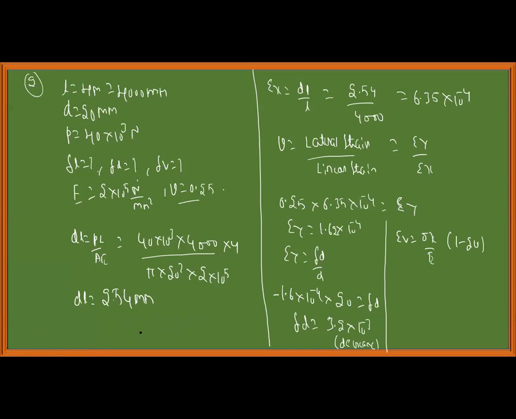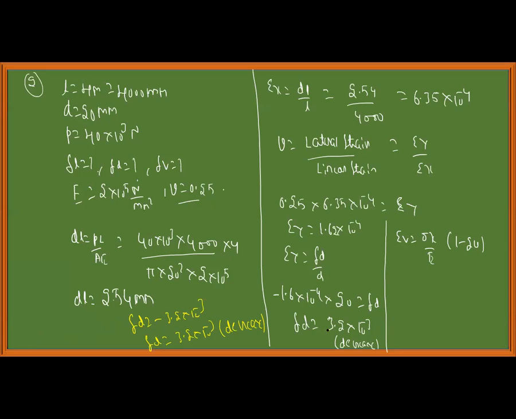You can write delta d is equal to minus 3.2 into 10 power minus 3, or delta d is equal to 3.2 into 10 power minus 3 decrease. It's understood that, but for explicitly writing that, we will write with negative sign. That is, there is a decrease in dimension.